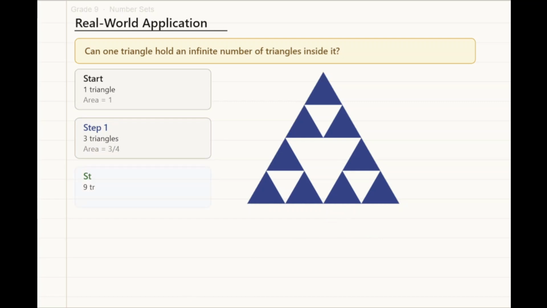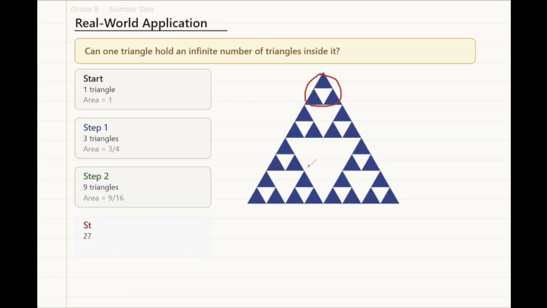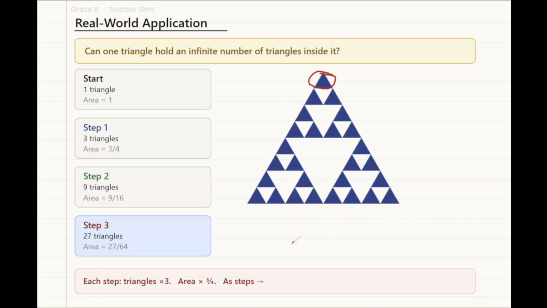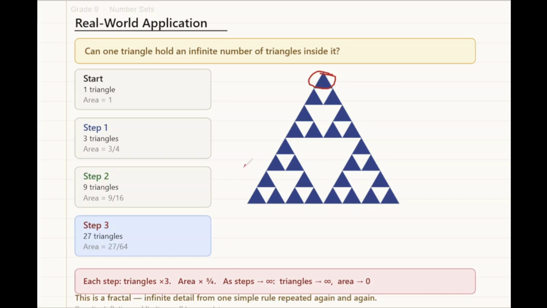Now let's repeat the same process again and cut it into more equal parts, and now we are left with 9 triangles, and the area of each triangle is even smaller. If we repeat the process, we get 27 triangles, and the area of each triangle is even smaller. So as we repeat the process, the number of triangles is increasing while the area is decreasing. As we keep on repeating the steps, the number of triangles will keep on increasing while the area keeps shrinking. So in this one picture, we see all 3 big ideas from today.